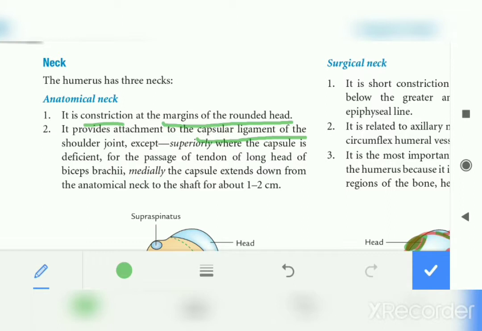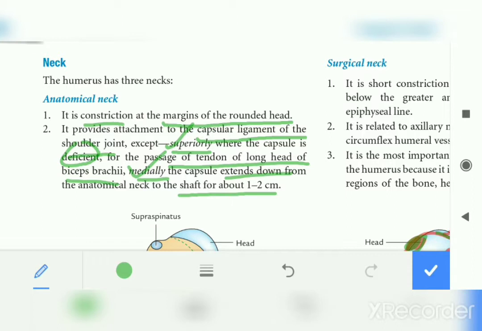Here also there is a capsular ligament of the shoulder joint, except it is different in two parts. Look at that. Superiorly, the capsule is deficient for the passage of the tendon of the long head of the biceps brachii, and medially the capsule extends slightly downward from the anatomical neck to the shaft for about 1 to 2 centimeters. That means superiorly it will be deficient for the passage of the long head of the biceps brachii, and medially it will extend below 1 to 2 centimeters.